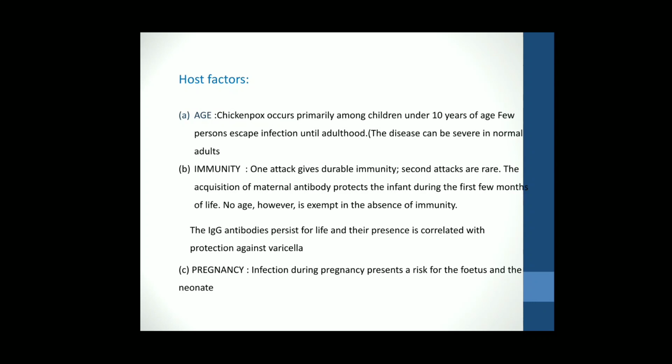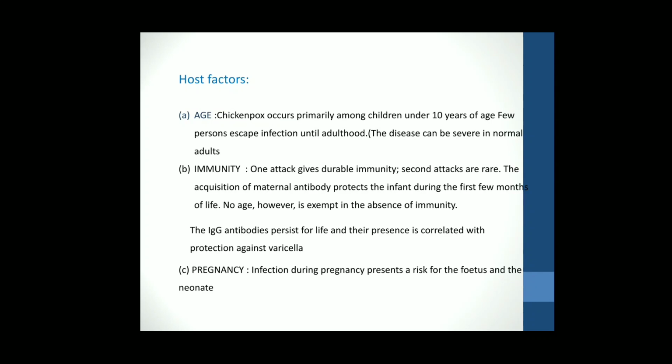What happens is, if you are infected with chickenpox and get cured, our body will produce antibodies against the disease. Whenever the infection enters our body again, our immune system will fight against it so that we are not infected secondarily. That's why, if a person gets chickenpox for the first time in life, there are rare chances of a second attack. The acquisition of maternal antibody protects the infant during the first few months of life.